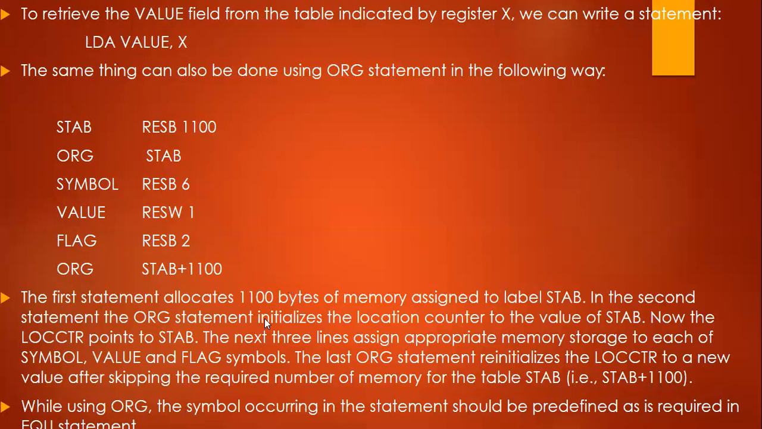The first statement allocates 1000 bytes of memory assigned to label S tab. In the second statement, the origin statement initializes the location counter to the value of S tab. Now the location counter points to S tab. The next 3 lines assign appropriate memory storage to each of symbol, value and flag. The last origin statement reinitializes the location counter to a new value after skipping the required number of memory for the table S tab. That is S tab plus 1000 exactly.